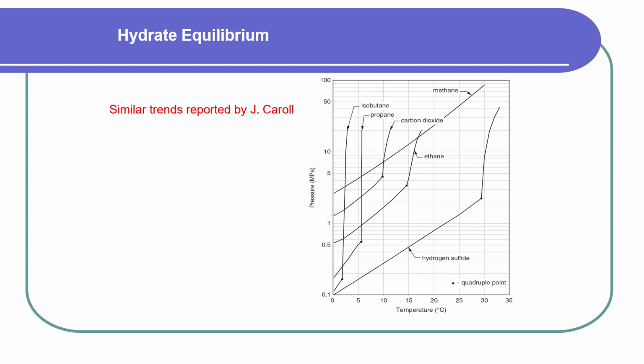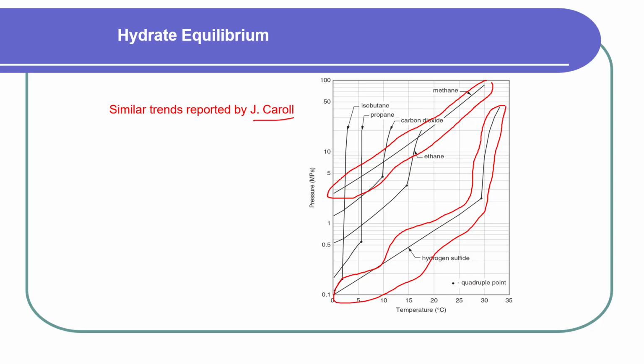In this slide we also see a similar trend to what we have seen before in terms of the hydrate formation curve, as reported by Carroll in this chart. You can see the curve for the hydrogen sulfide, and this is the methane, which is very similar to what we have seen before in the other chart, but this one was developed by Carroll.